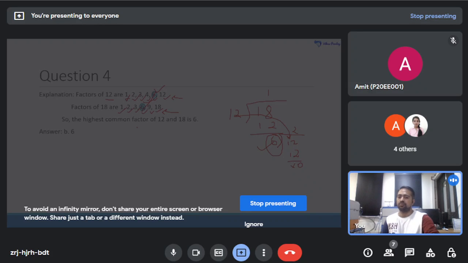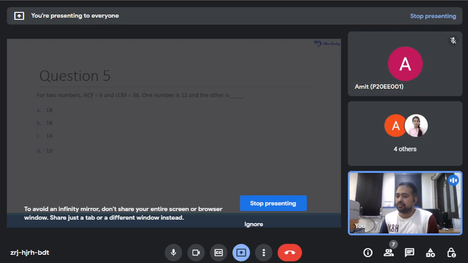So move on to the next question. Okay, for two numbers, HCF is equal to 6, LCM is equal to 36. So there are two numbers, X and Y, and their HCF is 6, LCM is 36, and one of the numbers is given as 12. Okay, so what is the other number? Can anyone try? Shubham, can you try?